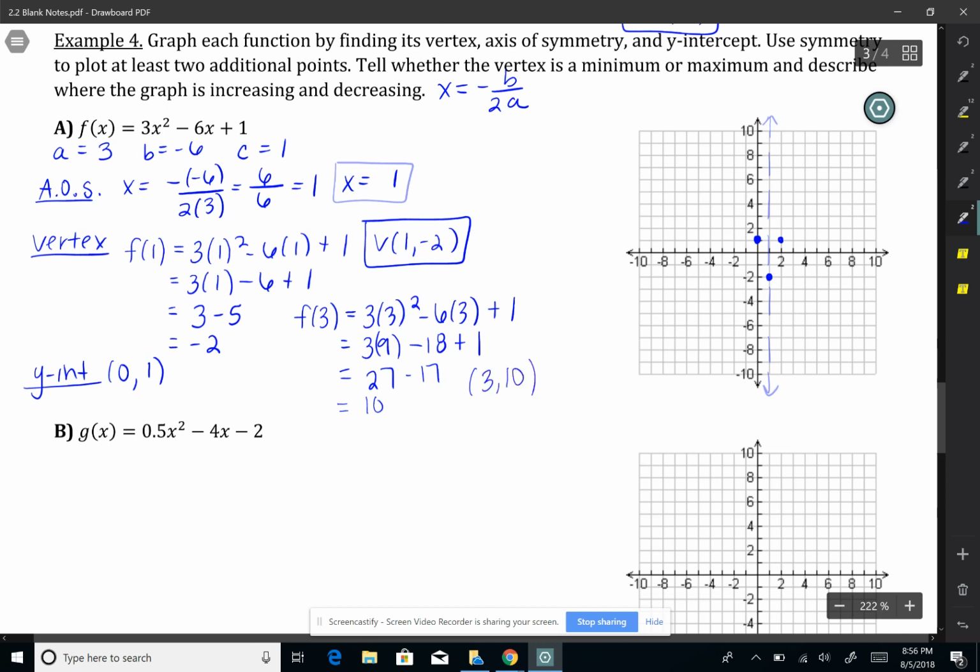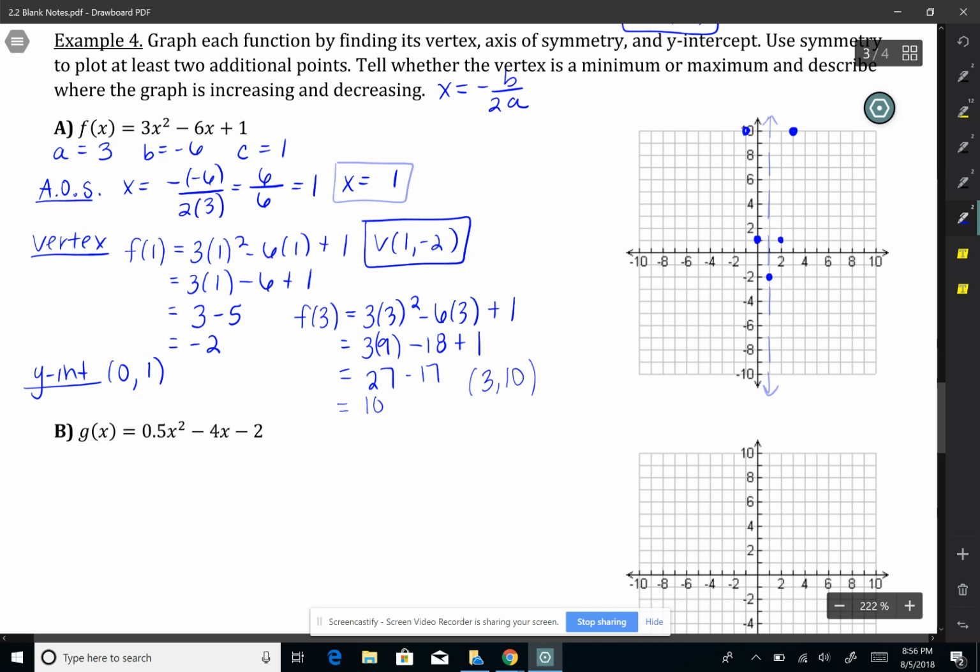So that's just another point on my graph. You can plug any x value you want in. I just decided to choose 3. So now this point is 2 to the right of my axis of symmetry. So I could count 2 to the left, and I know then that the point (negative 1, 10) is also on my graph.